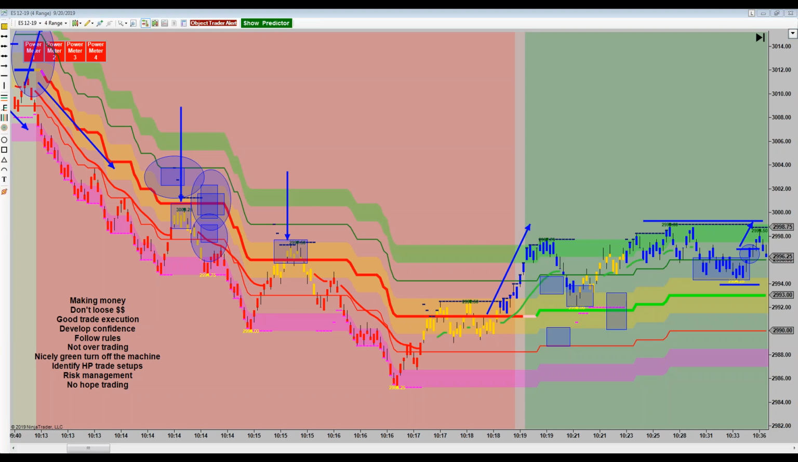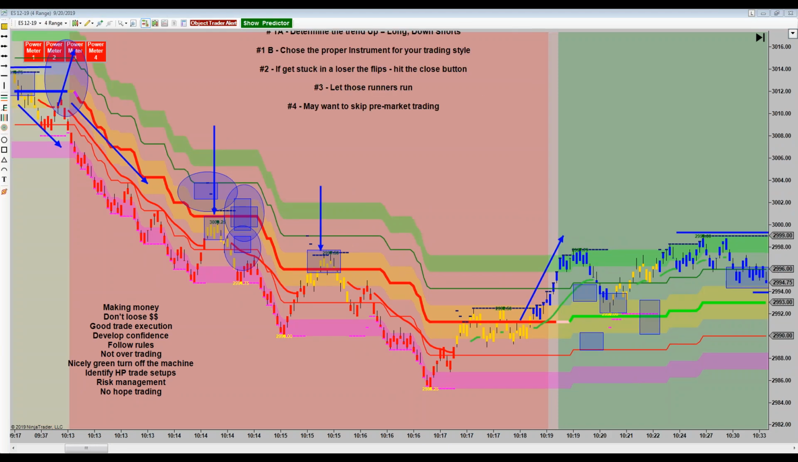Let's do a couple together, all right? Let's do an exercise where I'm going to recreate 10:30 on the morning of this day. The trend is up, and we're looking for long trades together, and I'm going to advance the chart. And you tell me when you think you see what is a long trade entry, okay? Here we go.